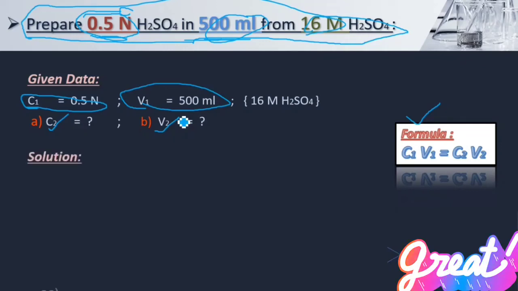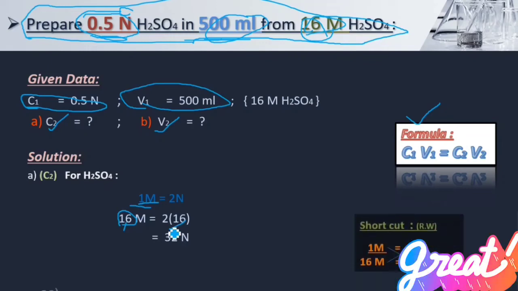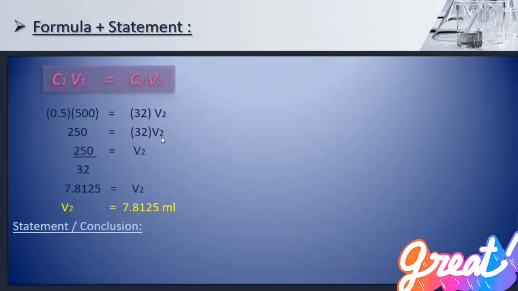For this, we will first solve for C2. As H2SO4 gives 2 hydrogen atoms in water, its 1 molar is equal to 2 normal. And the molar value is given in the statement, that is 16. So when 16 is multiplied on both sides, the answer is 32 normal. So our C2 is equal to 32 normal. Let's move forward to the V2.